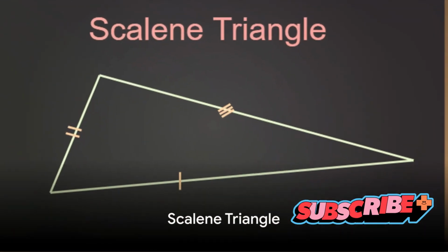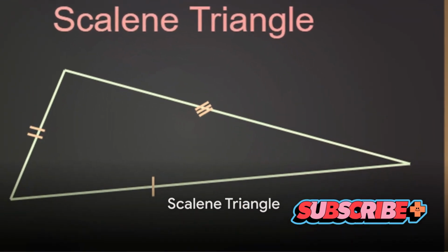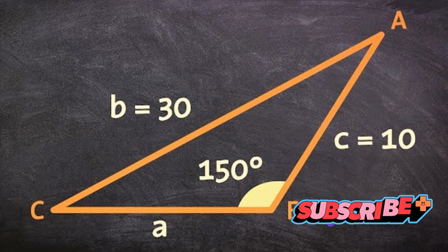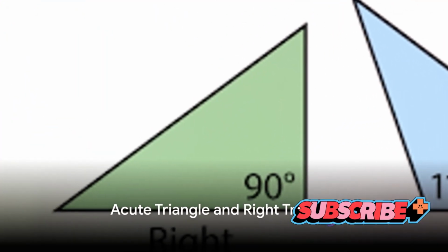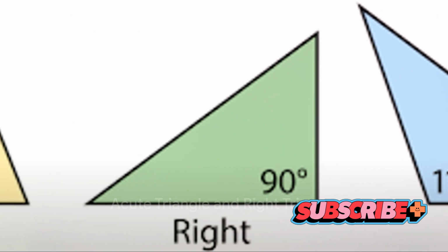The scalene triangle, on the other hand, is a bit of a rebel. None of its sides or angles match. Each side, each angle is unique, giving the scalene triangle an air of individuality in the triangle family. Now, moving on from sides, we also categorize triangles based on their angles.